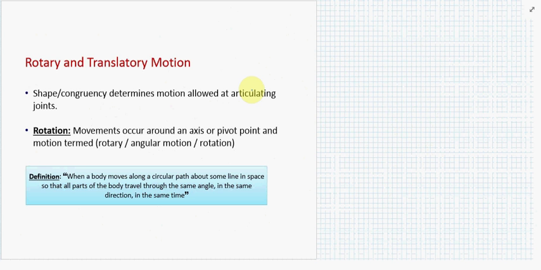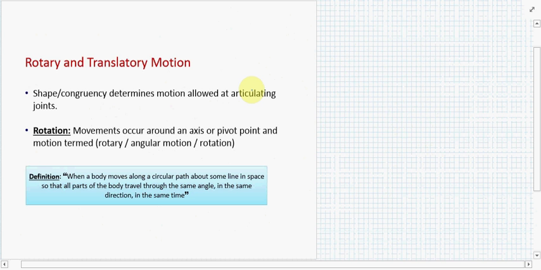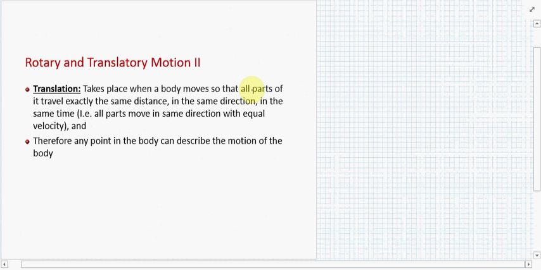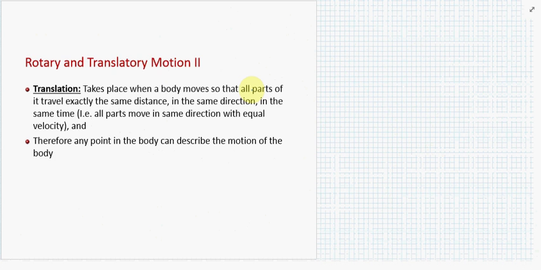Remember, by definition, rotation is when movement occurs around an axis or pivot point, and all the aspects tend to travel through the same angle and the same direction at the same time. Translation is when a body moves so that all parts of the body tend to travel the exact same distance in the same direction in the same time, but without rotation.